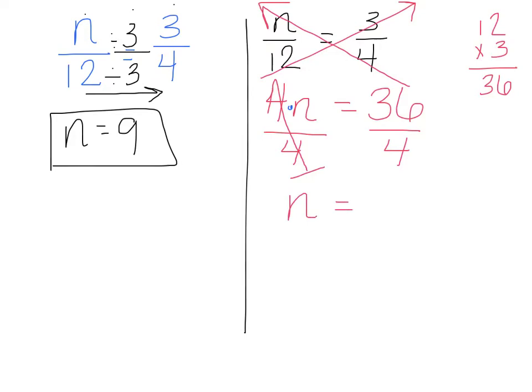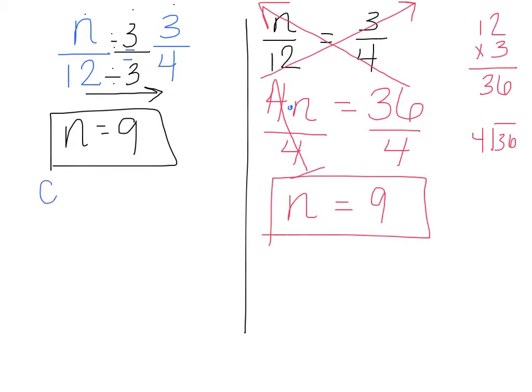And 36 divided by 4. And again, you can do the long division over off to the side if you need to. But lots of us know that 36 divided by 4 is 9. And now I'm allowed to box my answer. Of course, you must check. Okay, so let's look at what a check looks like in this case.